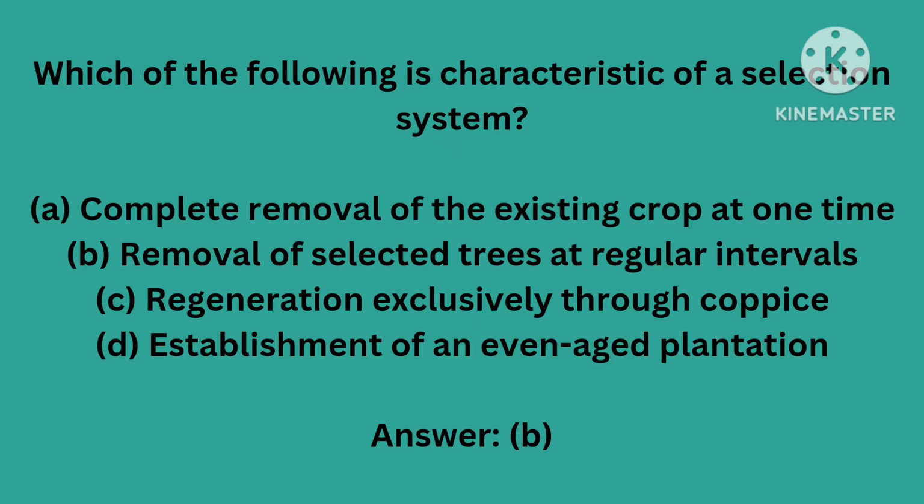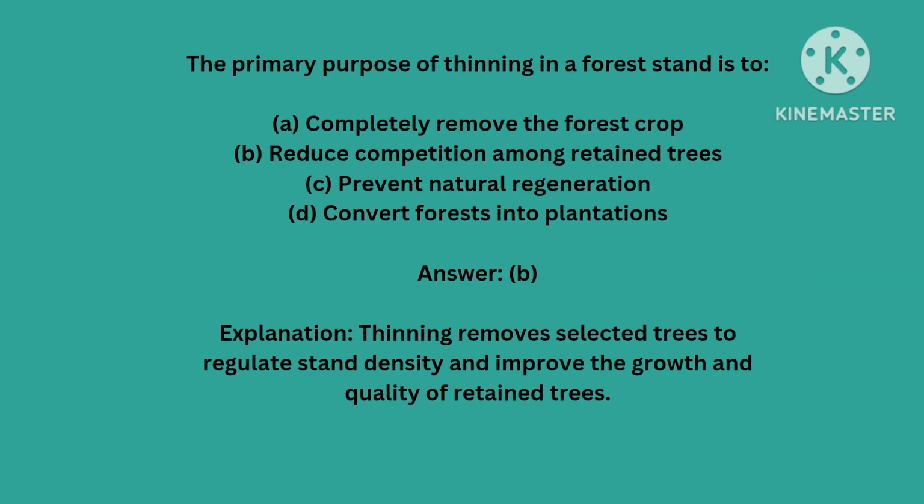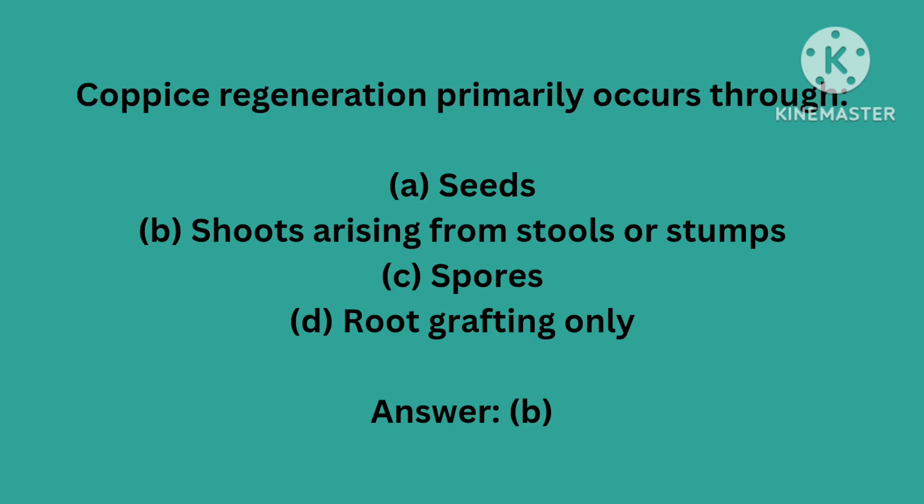Next is, which of the following is a characteristic of selection system? The correct option will be B. Removal of selected trees at regular intervals. So that will be your correct answer on selection system. Remember the keyword. The primary purpose of thinning in a forest stand is to reduce competition among retained trees. Now, thinning removes selected trees to regulate stand density and improve the growth and quality of retained trees.